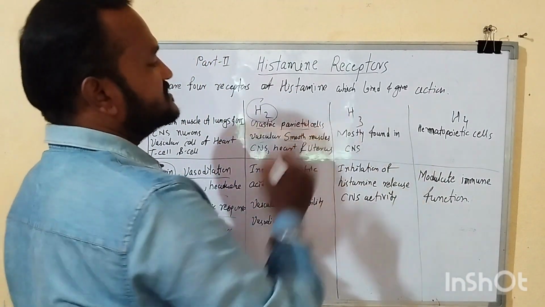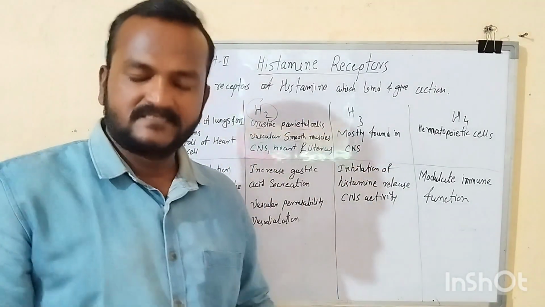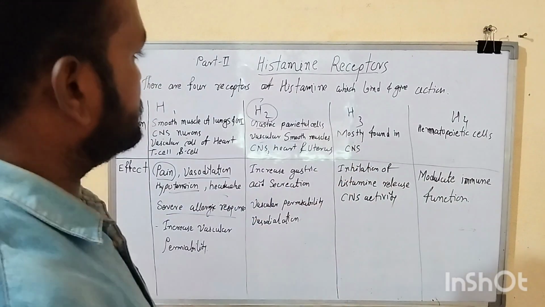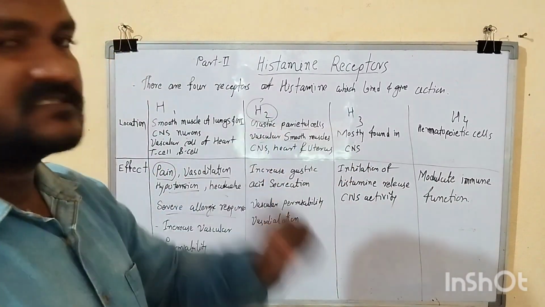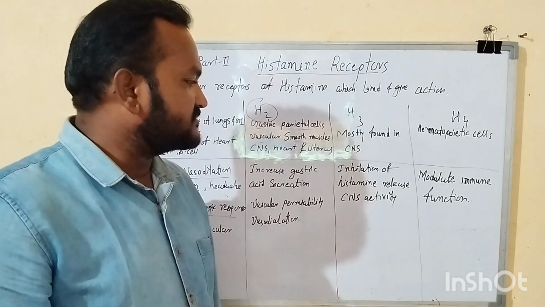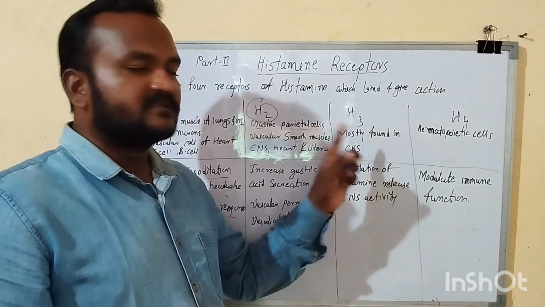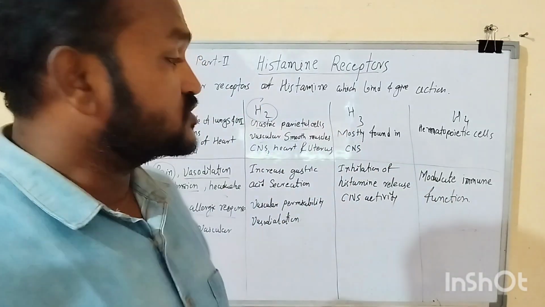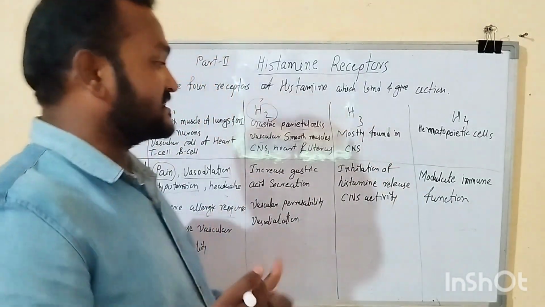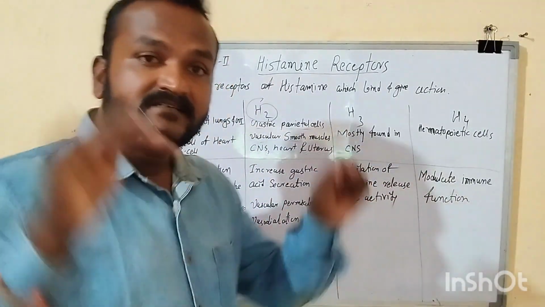Next is the H3 receptor. It is mostly found in the CNS, the central nervous system. The effect of this H3 receptor is inhibition of histamine release in the CNS. Because this receptor is present mostly in the CNS, it acts on CNS activity by inhibiting the release of histamine.